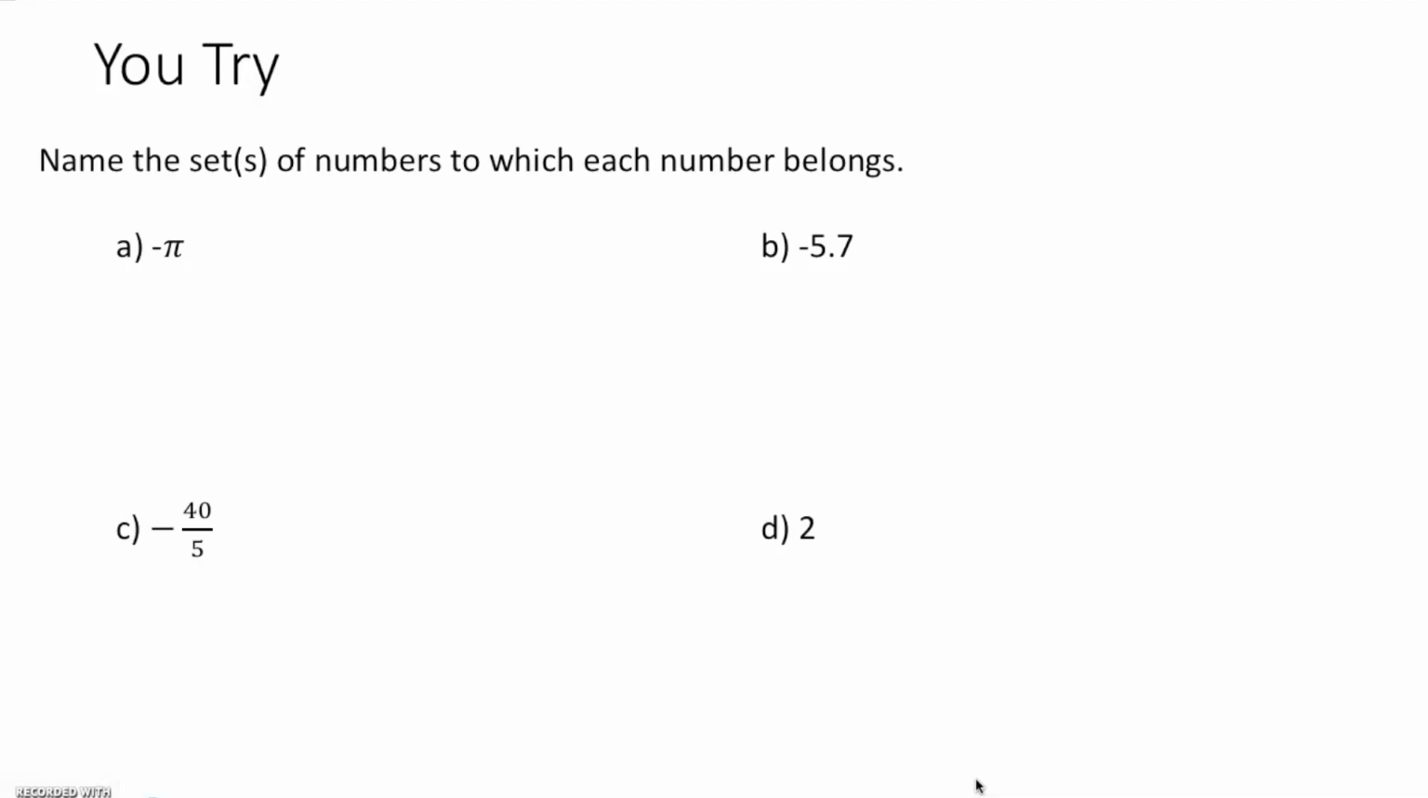You try. Okay, we're doing the same thing. So here we have negative pi. We talked about pi earlier. Pi is an irrational number. Now, even if it's negative, it's still just a negative irrational number. So it's an irrational number.